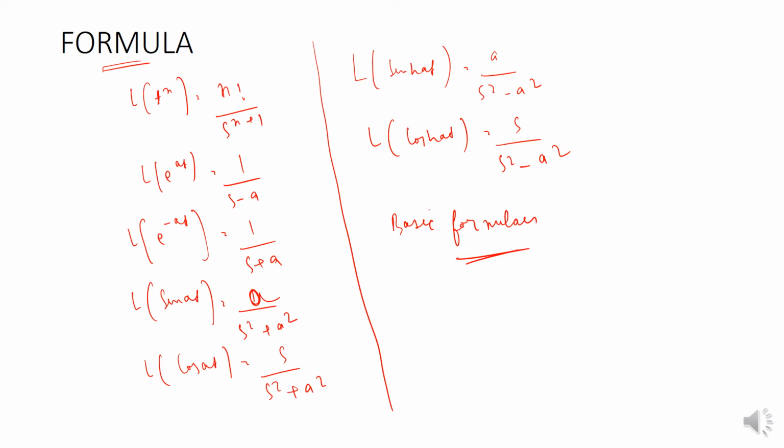which we will use, and other than this we also have some properties which we will see in the next slides. I will talk about those properties, and we will also solve some problems. I hope you have understood these. These are the most important seven formulas, right? t power n, e power at, e power minus at, sin at, cos at, sinh at, and cosh at. So these are good enough for us to start with, and now we will see some properties.